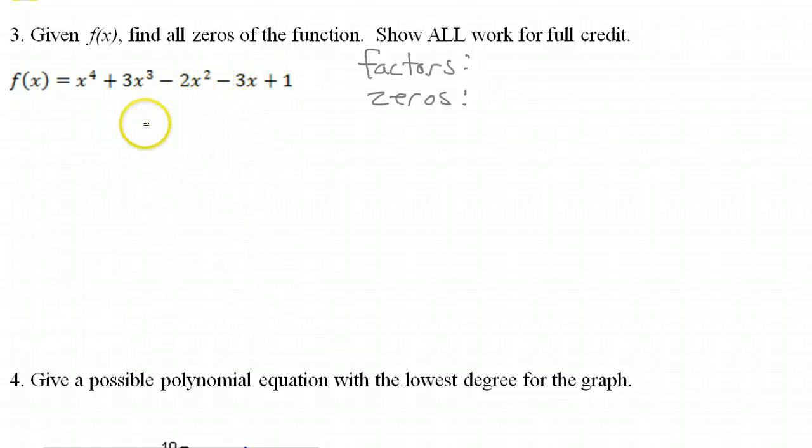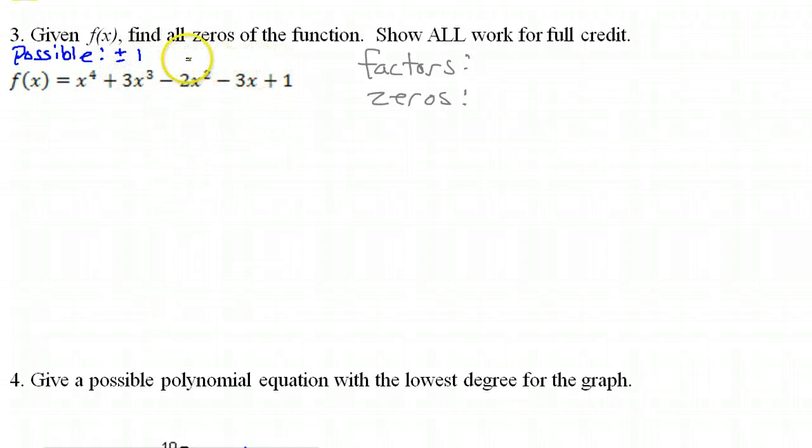Okay, let's assume that I am not allowed to use a calculator. I'm not really worried though, because the possible zeros are all going to come from this constant term, because the leading coefficient is 1. So the possible zeros are just factors of 1. So in other words, plus or minus 1.